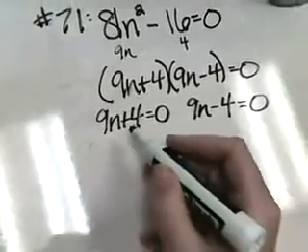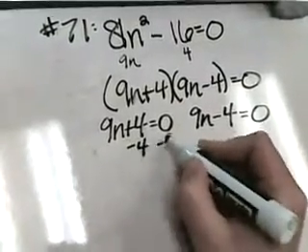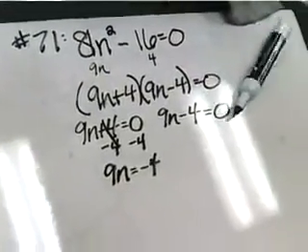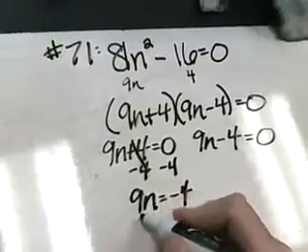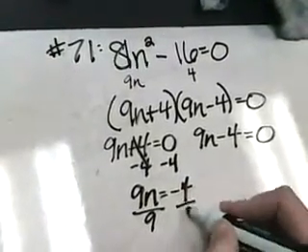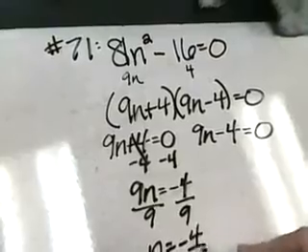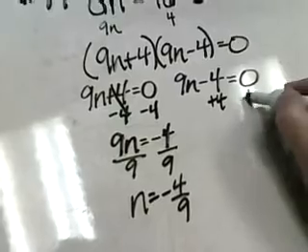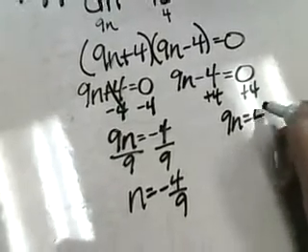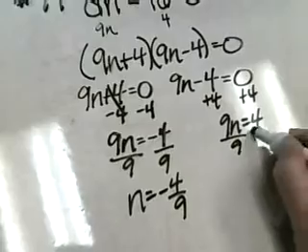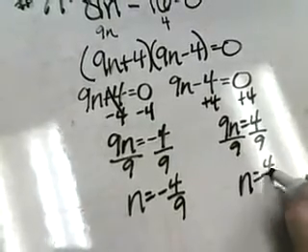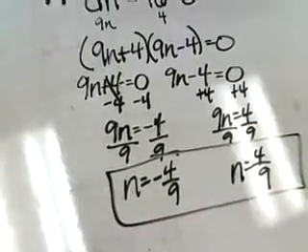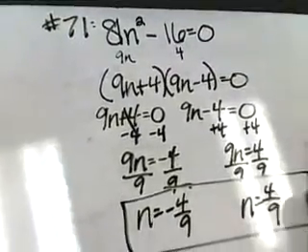So to get n by itself here, I'm going to subtract 4. Divide by 9, sorry. So n equals negative 4/9. Now I'm going to do it to this side. Divide by 9. So n equals positive 4/9. And there's my two solutions. Okay, let's do that on 77.